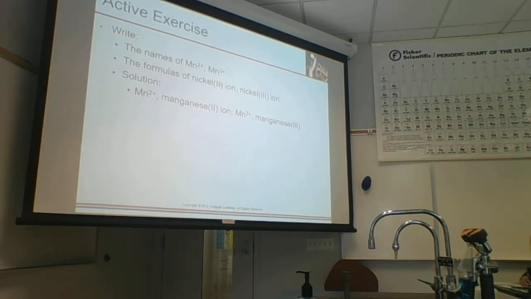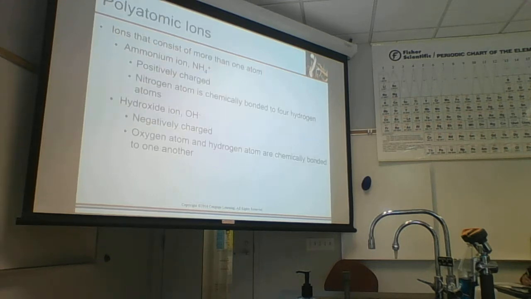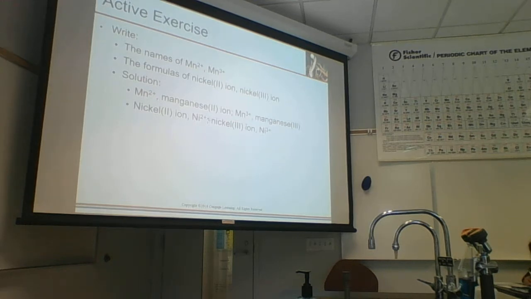The formulas for nickel 2 ion and nickel 3 ion. Nickel 2 is Ni with what charge? 2 plus, and nickel 3 is Ni with a 3 plus charge. So it's nickel 2, nickel 3.